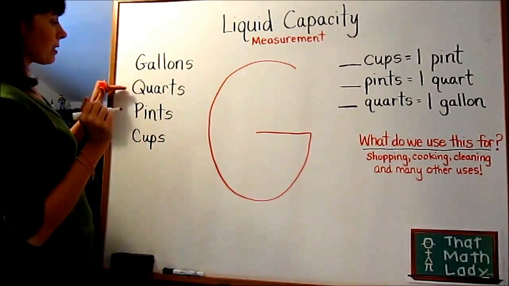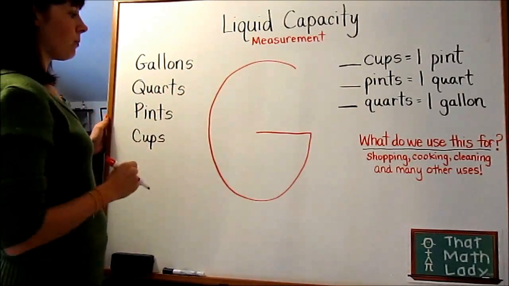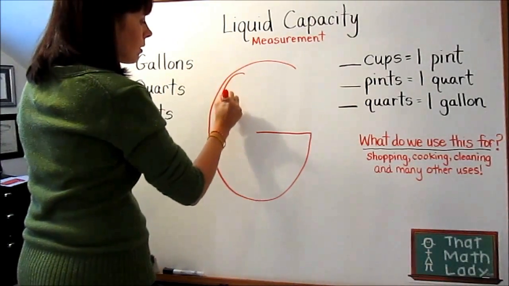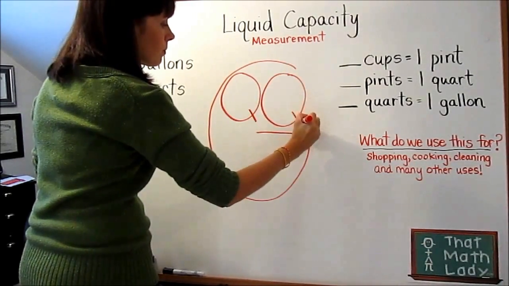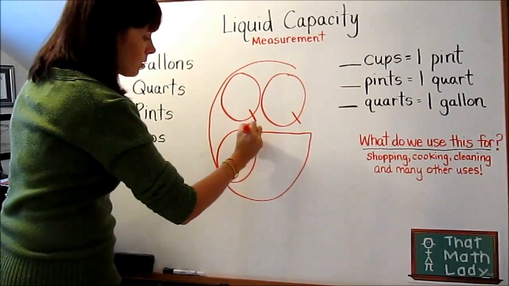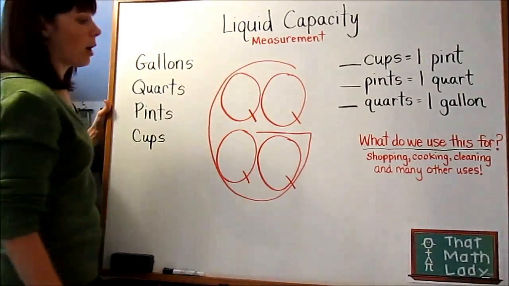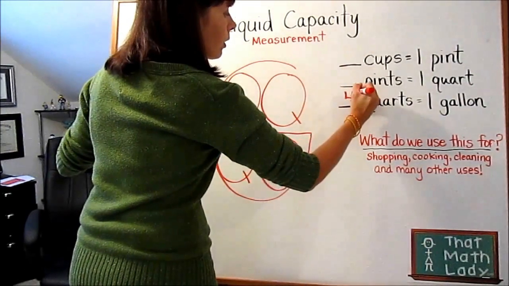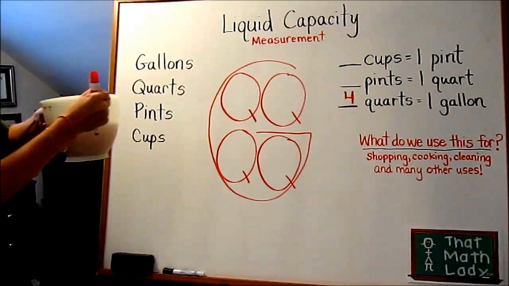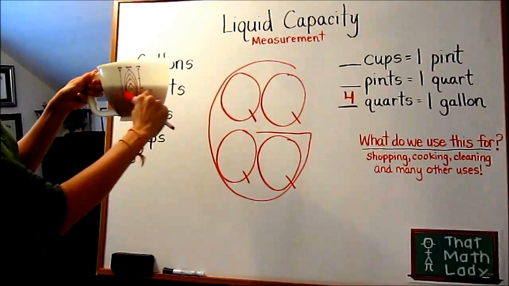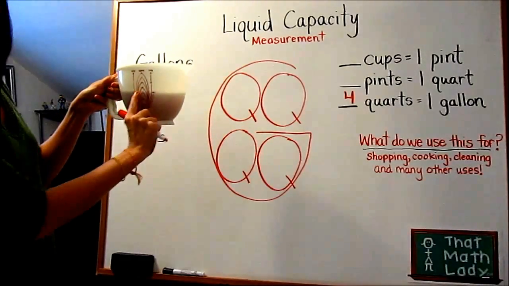Now, next size is quarts. And how many quarts are in a gallon? Well, how many Q's can I fit in the letter G? About 4. So how many quarts are in a gallon? 4 quarts are in a gallon. And here is a quart, right up to about that line. This is a 2-quart measuring cup, and this is about half of that, so that's 1 quart.